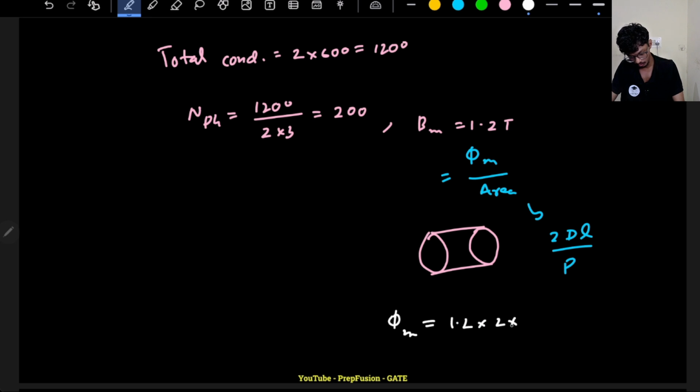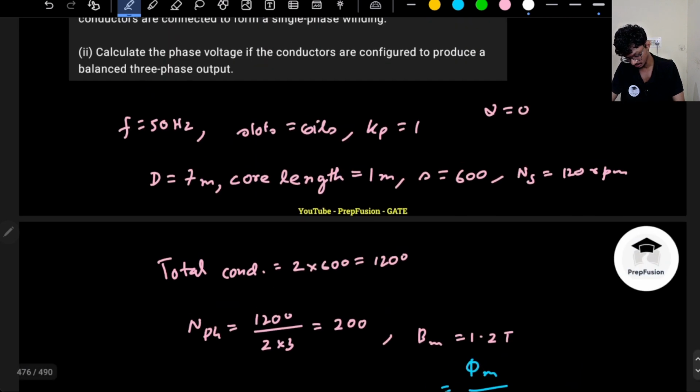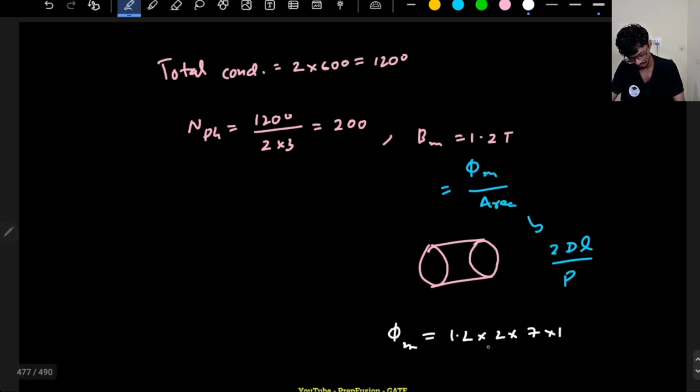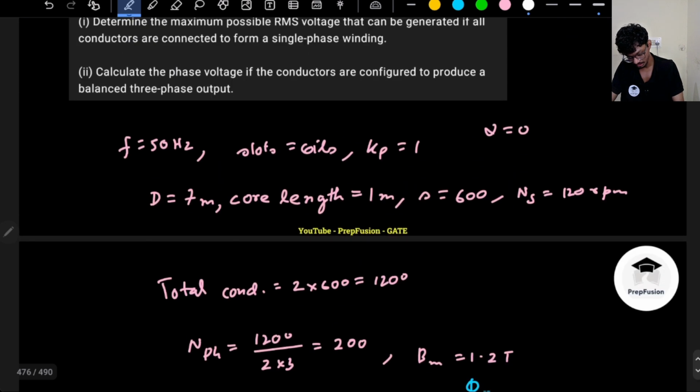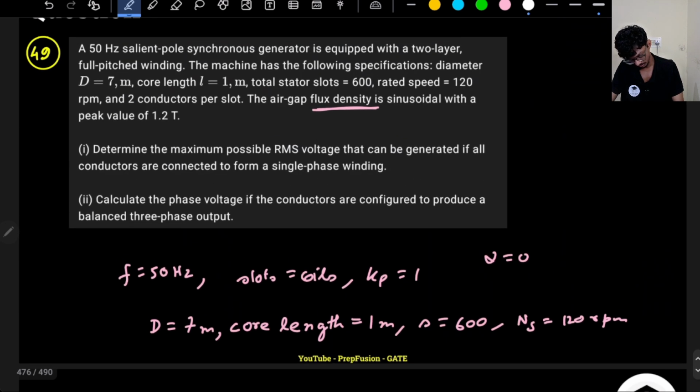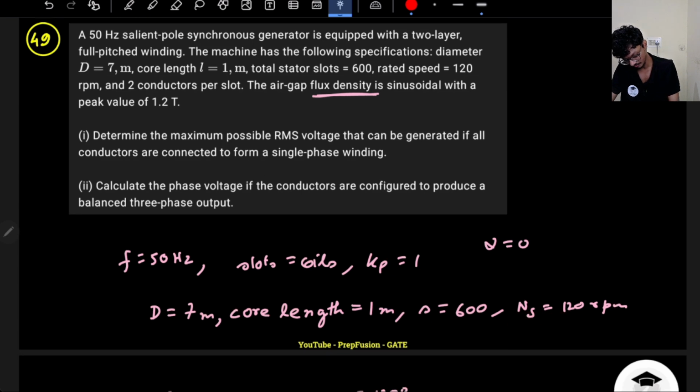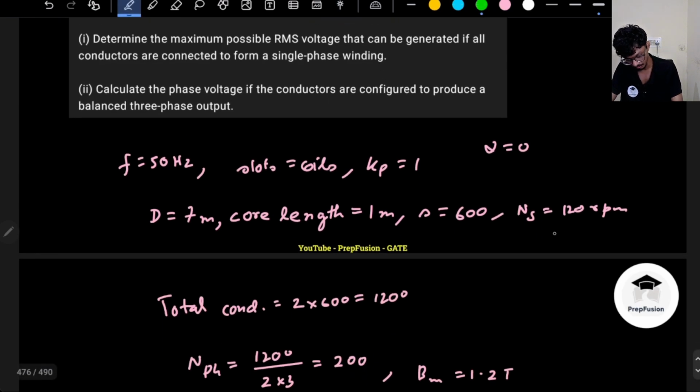1.2 into 2, and diameter is given to us, that is 7 meter, and length is given to us, that is 1, and number of poles is not given to us. Okay, but the speed is given to us, right? Ns is given. So if Ns is given, I will be able to find out the number of poles. So 120 f by p. Okay, number of poles is actually 50.